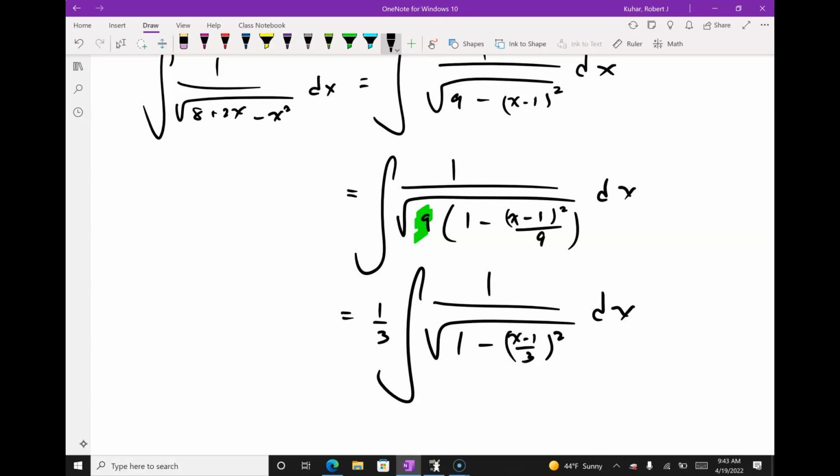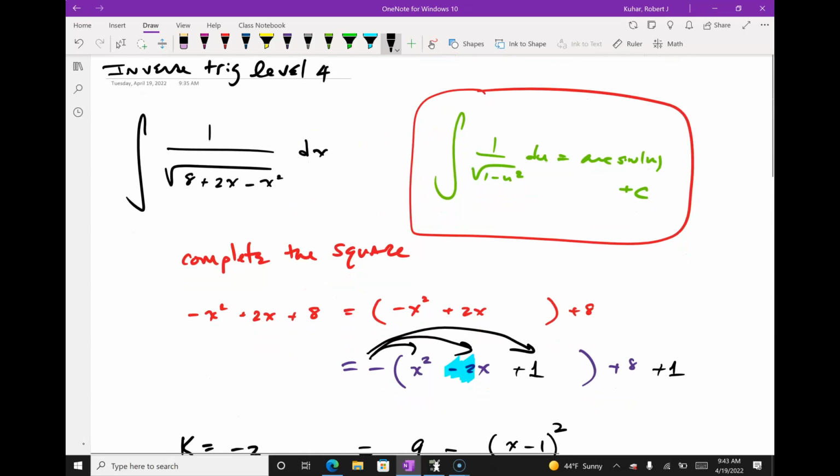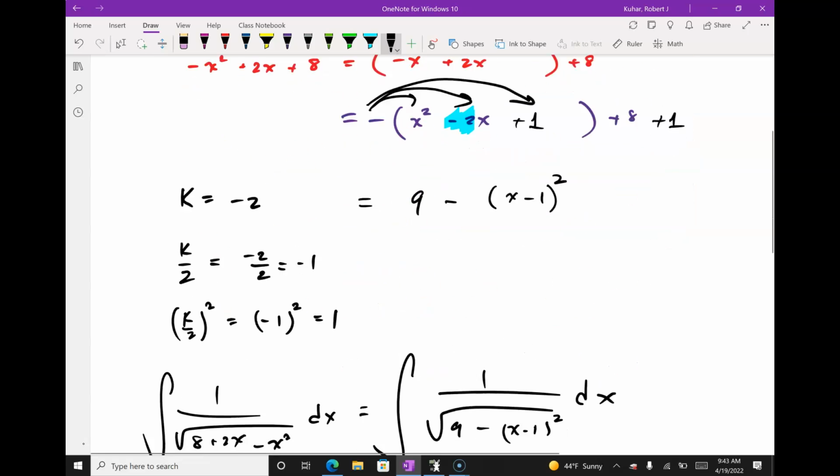Right? When I take a 9 out of a square root, it becomes a 3, and because it's downstairs, it's a 1/3 now. Nice. Now what don't I like? Look at what I'm trying to get to again here in this red box. I want the square root of 1 minus u squared.